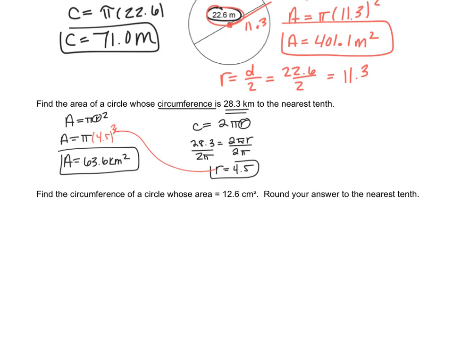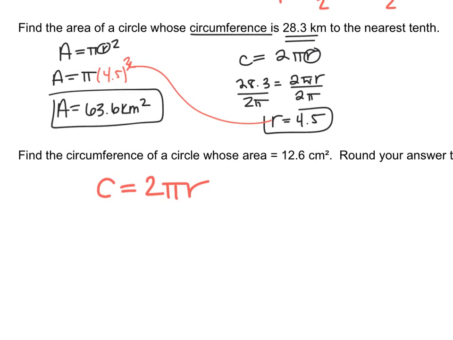Now for that next example. We're actually going to be traveling backwards. We want to find the circumference of a circle whose area is equal to 12.6 centimeters squared. So I write down my circumference formula. Circumference equals 2 pi r. I now do circumference equals 2 pi times my radius, but here's the issue. I don't know what my radius is, I only know what my area is.